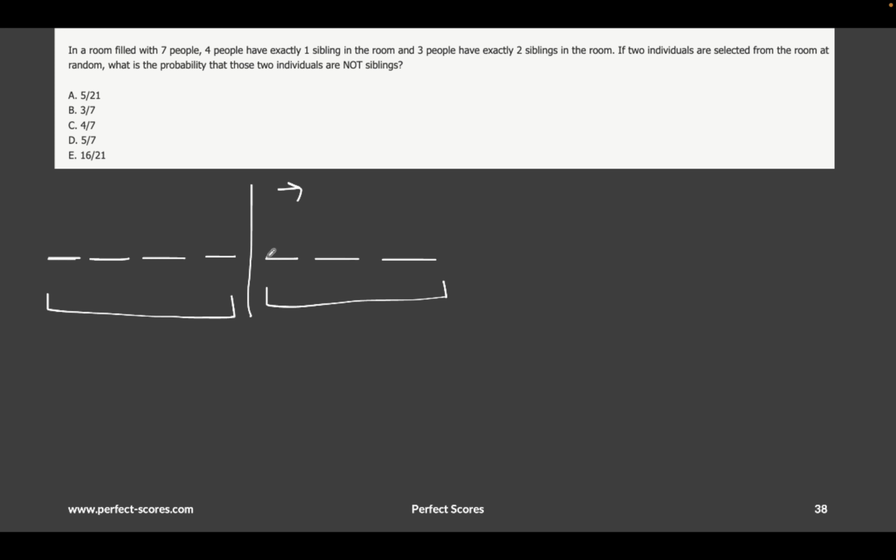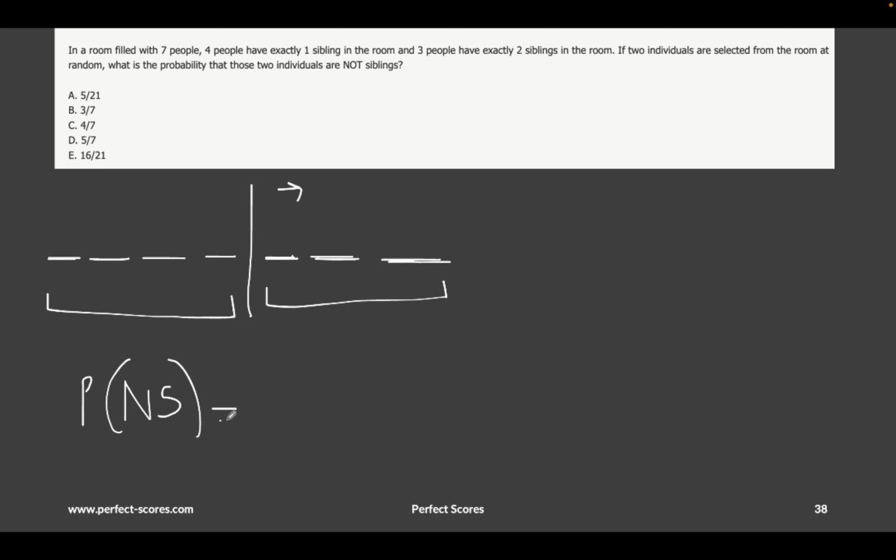So if this person has two siblings, that means he or she got these two siblings, and this person has got these two siblings. So they are siblings of each other, and here they have got exactly one sibling. So basically you have two different groups of people. Now the question is asking, if two people are selected randomly, what is the probability that they are not siblings? So that's what you have to figure out.